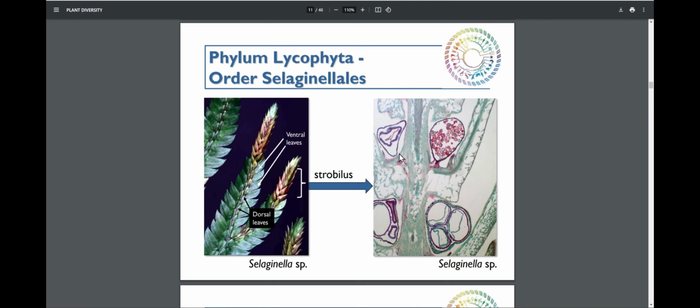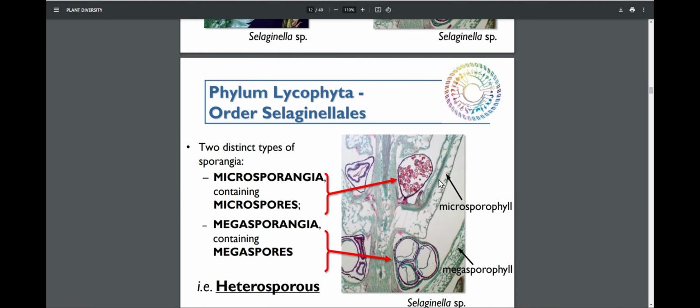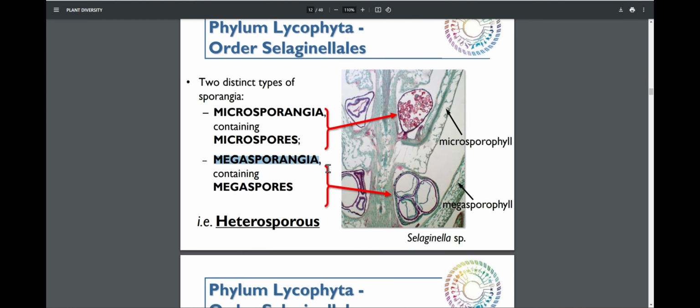Sporangia bearing, and this time you see there are two types of sporangia, right? This is the heterosporous condition that we're talking about. There's the microsporangia, which contains the microspores, the male spores, and the megasporangia, which contains the female spores, the megaspores. So that makes it heterosporous.